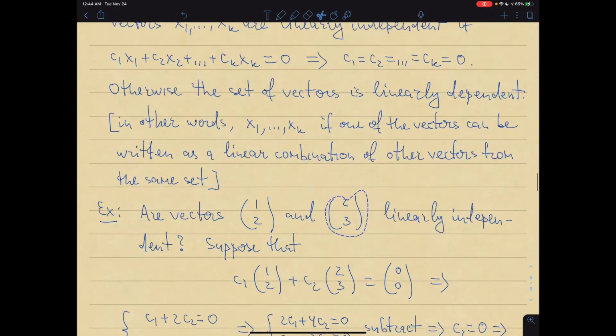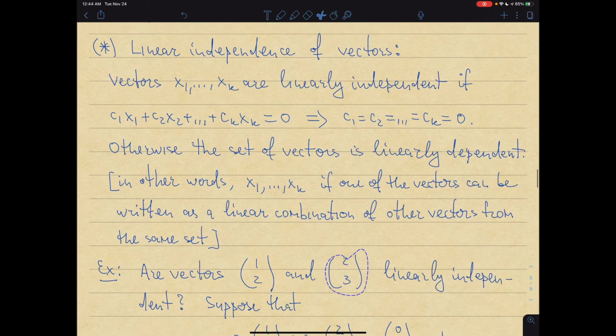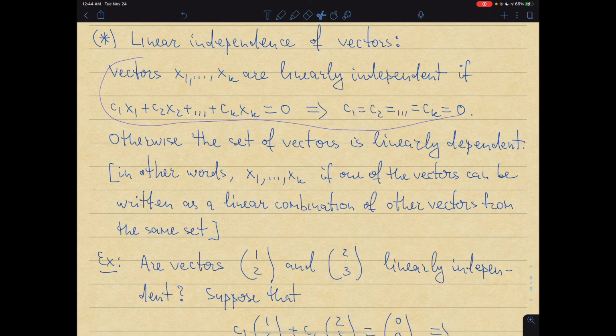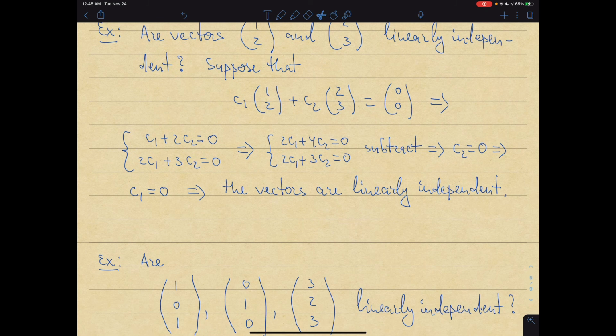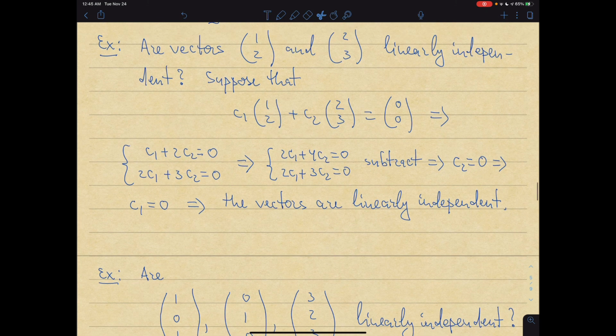I can just verify this statement that I've written here. So let's say I have C1 times (1, 2), the first vector, plus C2 times the second vector. This is equal to a 0 vector. What does it mean about C1 and C2?